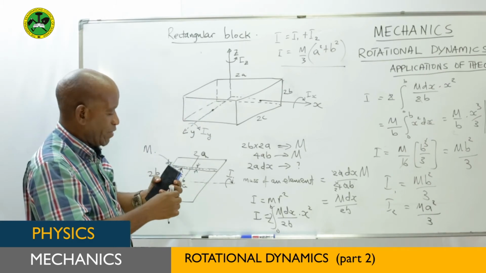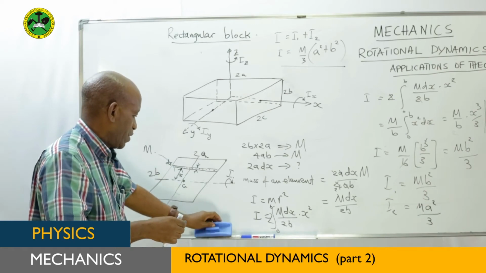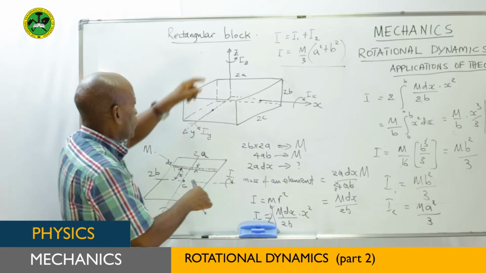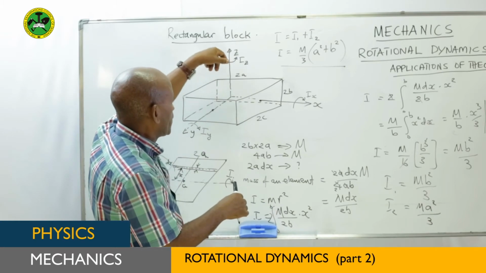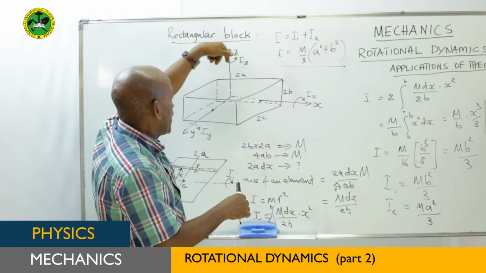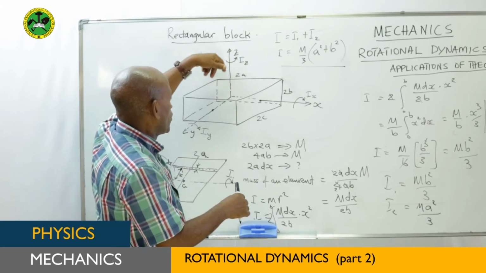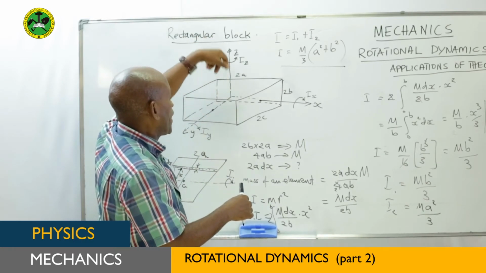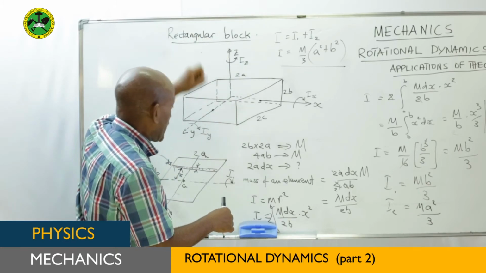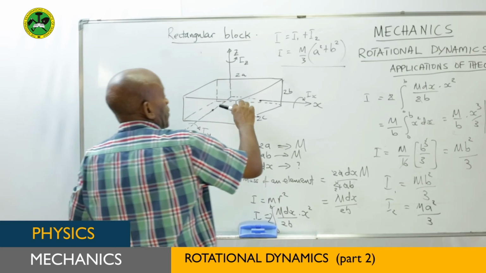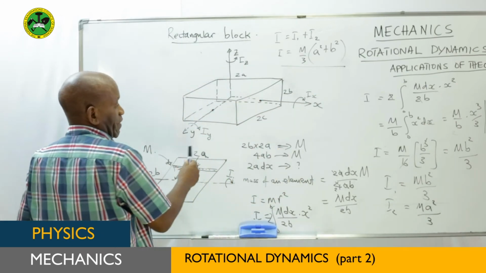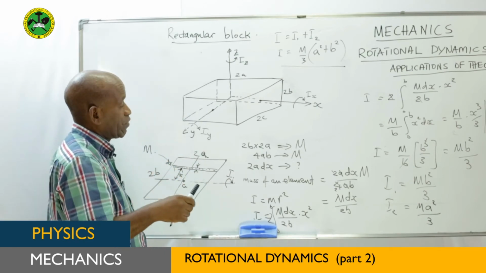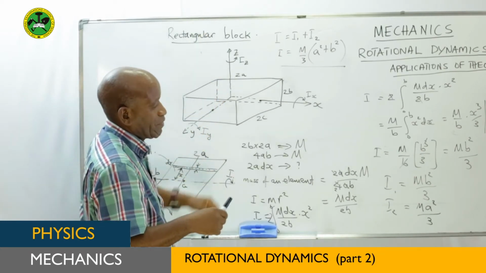Having known this, or if I have reminded you how to obtain this, then when we determine the moment of inertia through this axis, let's say in the z direction, for such a rectangular block, what we need is to know the moment of inertia through the x-axis and the moment of inertia through the y-axis, and later use the perpendicular axis theorem to determine the moment of inertia through the z-axis.